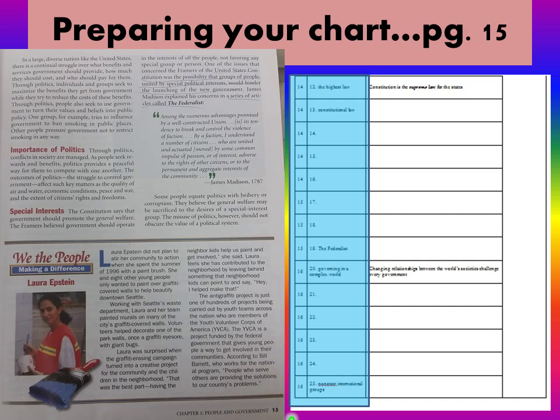Turn the page. We're on page 15. So starting right here. Skim, skim, skim, skim, skim. Oh, here we go. Importance of politics goes here, number 17. Skim, skim, skim. Special interests. That goes on the next one, which is number 18. Skim, skim, skim. The Federalist. It's in small black letters. I already put that here for you. Turn the page.